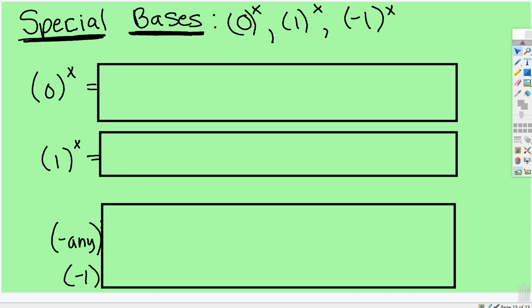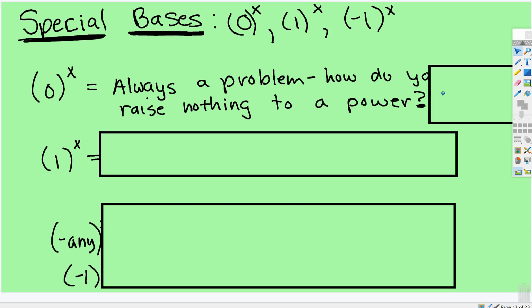This is why. Well, 0 to the x power, well, how do you raise nothing to something? It's always a problem. How do you raise nothing to a power? If you have nothing, it doesn't matter what you do to it. You can multiply, divide, raise to a power. If you have nothing, you're still going to have nothing.